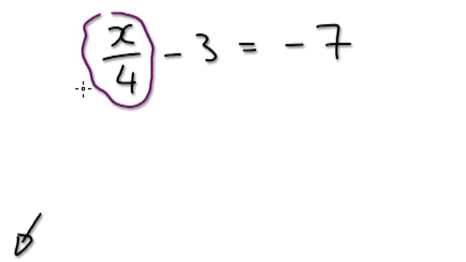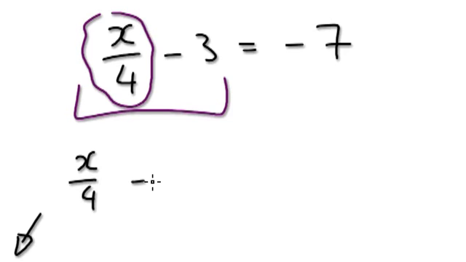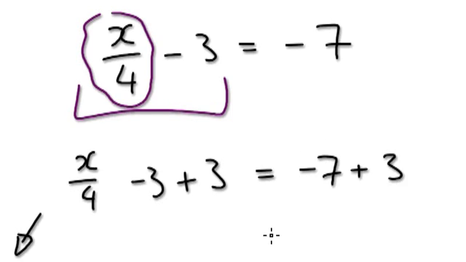Okay, so I'm going to take the whole thing down here. Inside my mind, I'm adding 3 to both sides. So x over 4 minus 3 plus 3 equals, well, remember, inside my mind, I'm adding 3 to both sides. So here, these two are just going to kill off each other, leaving me with this thing here. Okay?